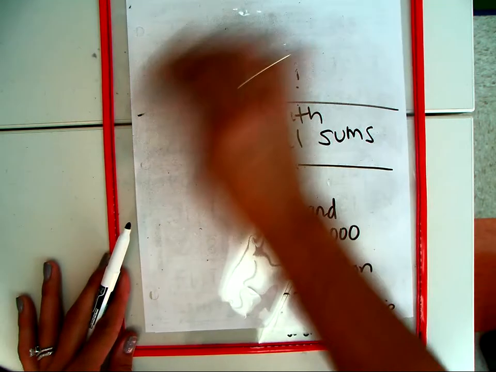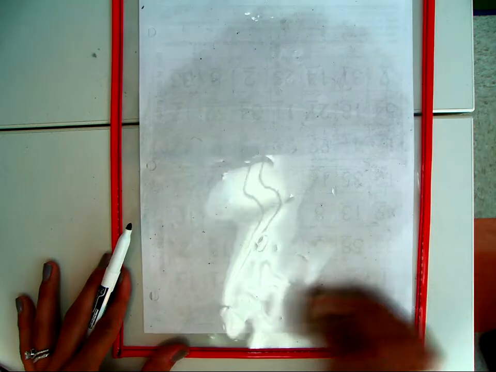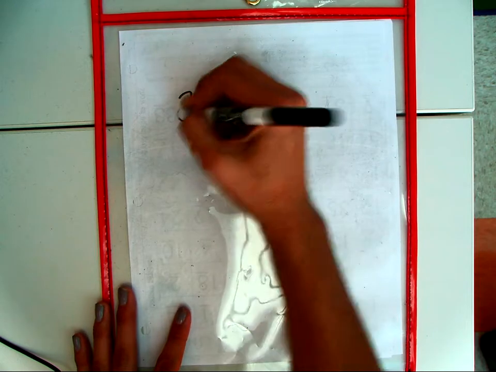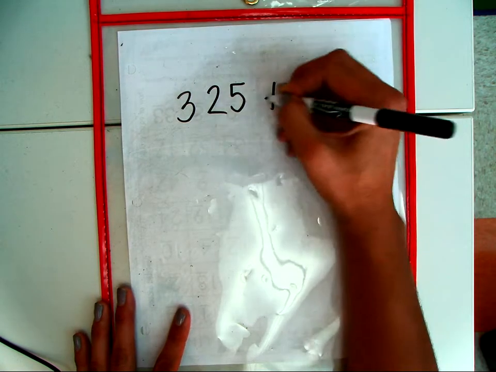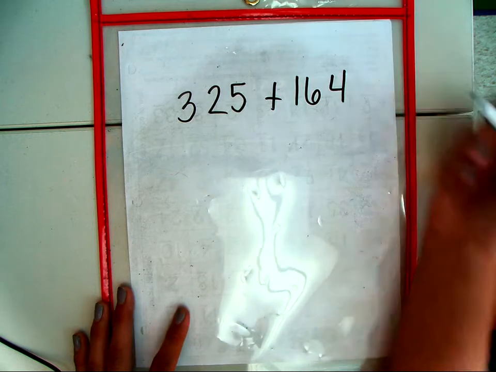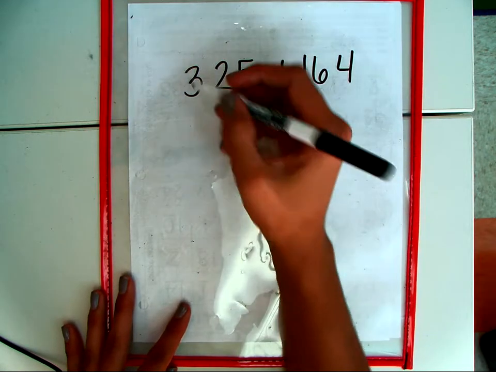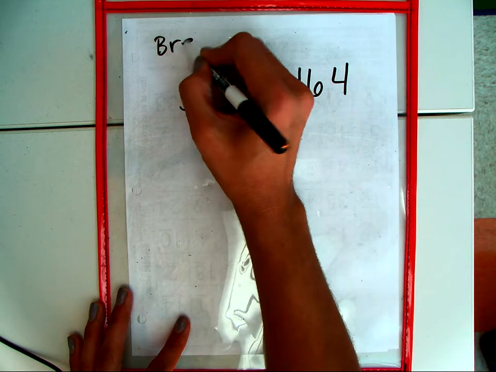So I'm going to show you two strategies that students have been taught, and they can pick which strategy they prefer to work with. Most students prefer the second strategy. So I'm going to start with 325 plus 164. The first strategy is to break up one addend.